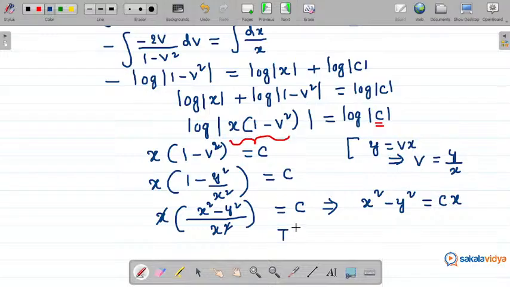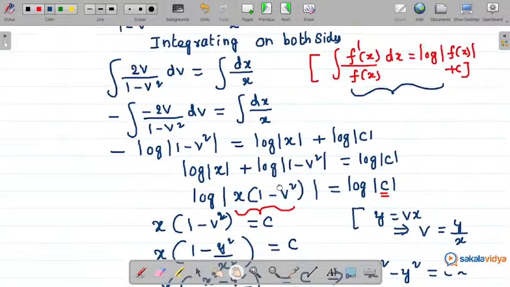So this is the required general solution of the given differential equation. I hope you might have followed this question. So x square minus y square is equal to cx, this is the required general solution. So let me explain once again. You see, very simple.